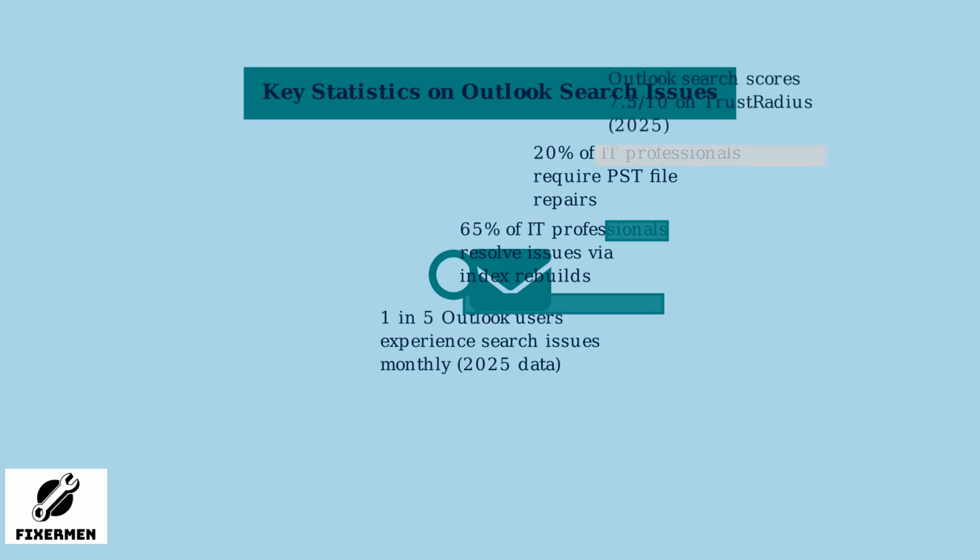Outlook's search functionality scores 7.5 out of 10 on TrustRadius in 2025, showing moderate user satisfaction. This represents an improvement from 6.8 out of 10 in 2024, largely due to the introduction of AI features. However, Outlook still trails competitors like Gmail, which scores 8.2 out of 10 in user satisfaction ratings.